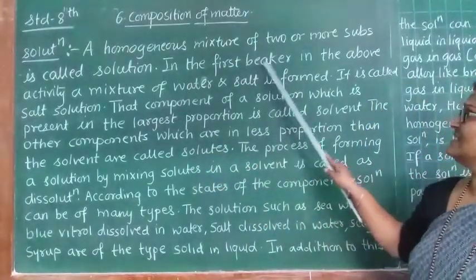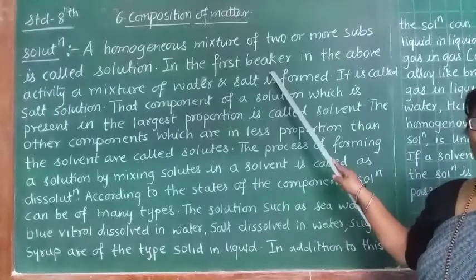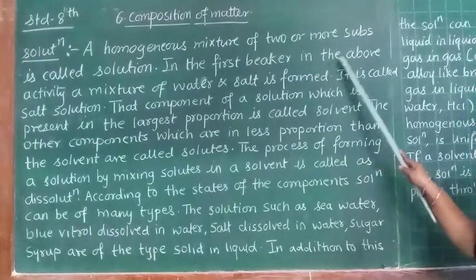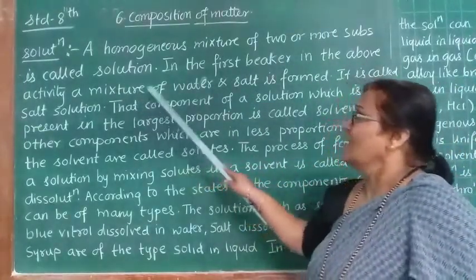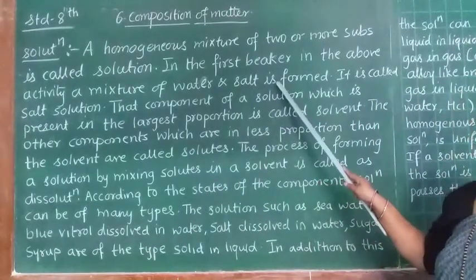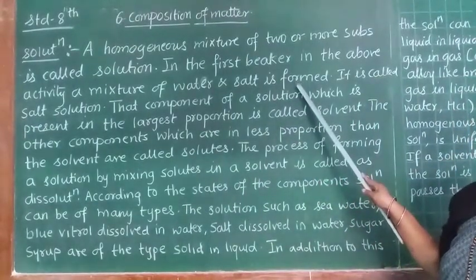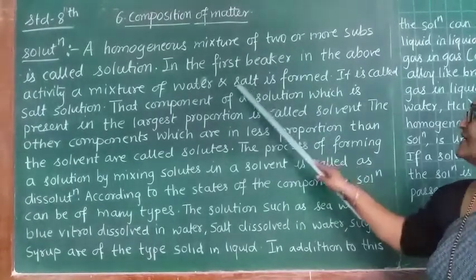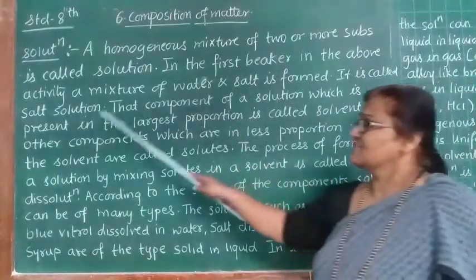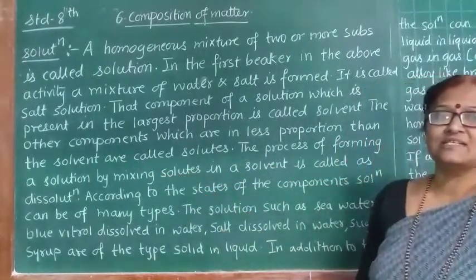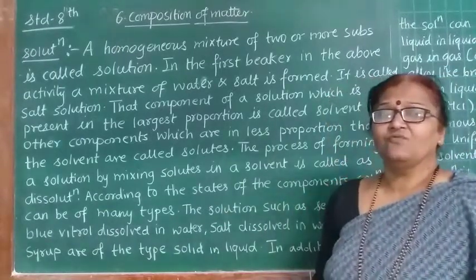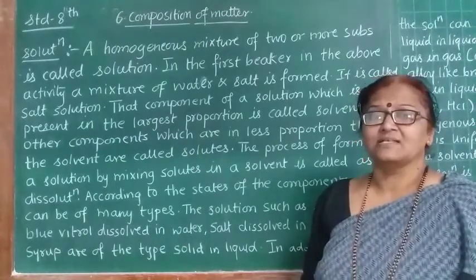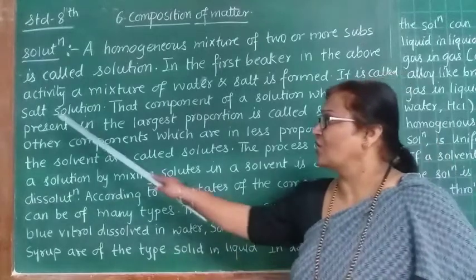See here, in the first beaker what have we taken? We have taken salt plus water. In the first beaker, in the above activity, what do we see? A mixture of water and salt is formed. In the first beaker, we have taken water plus salt, and therefore a mixture of water plus salt is formed. It is called a salt solution. Why do we call it a salt solution? Because we have mixed salt in water, and the solution obtained is a salty solution. Therefore we call it a salt solution.